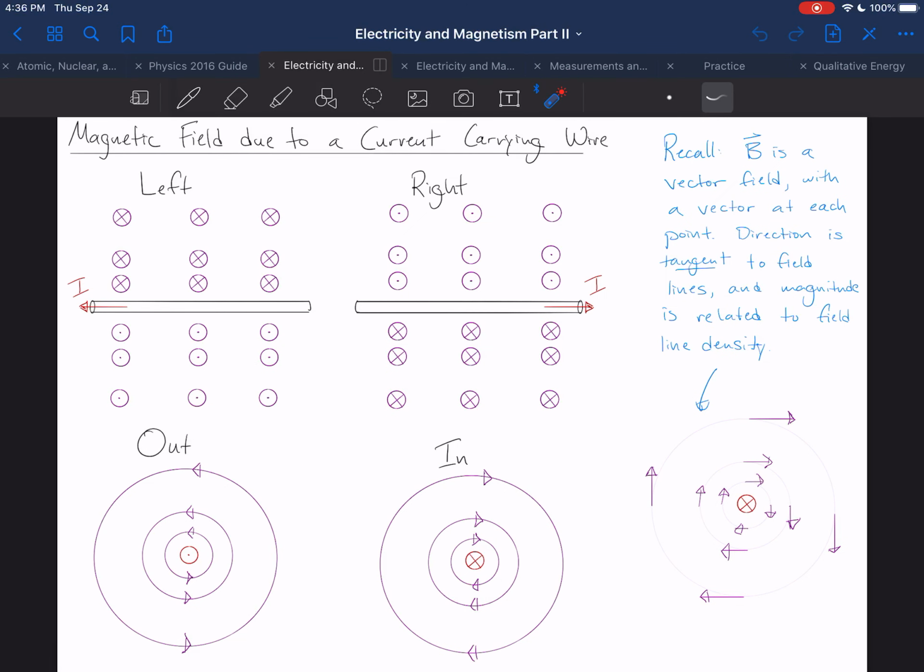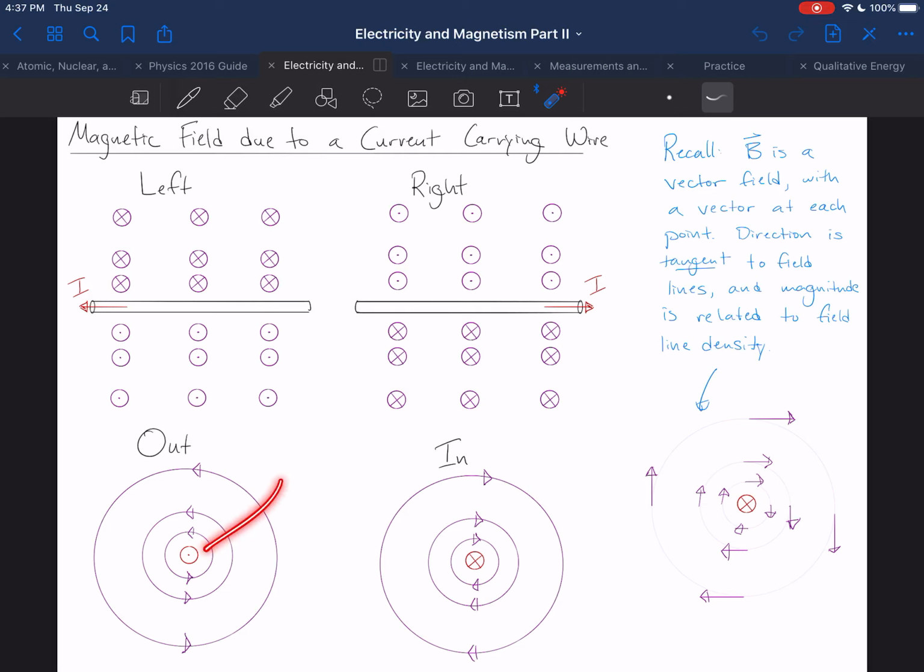So what happens if that current is going to the left? Well, if the current is going to the left and your thumb is going to the left, then the field is going into the page or into the board above the wire and coming back out below it. That is exactly reversed if the current is going to the right. And for the magnetic field out, so what happens if your current is going out?